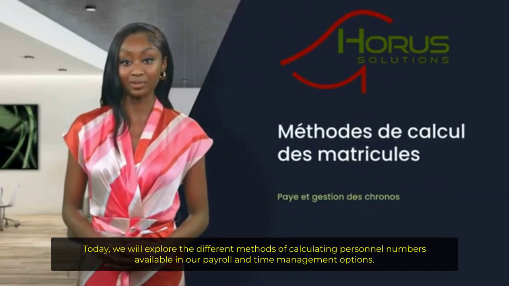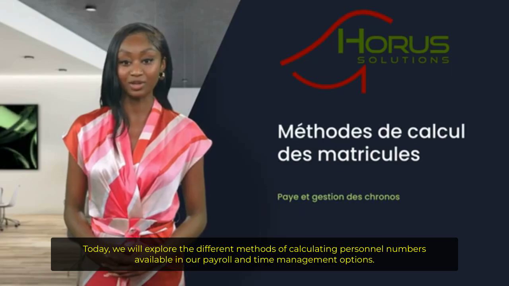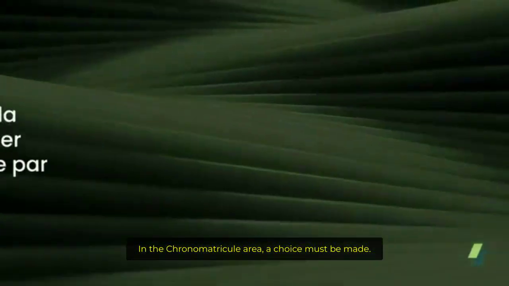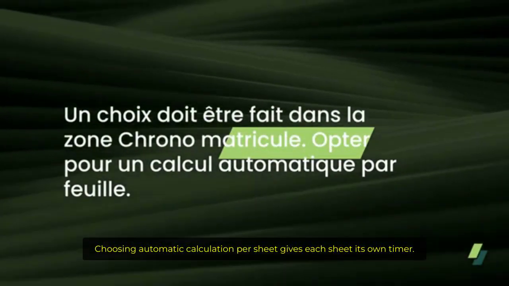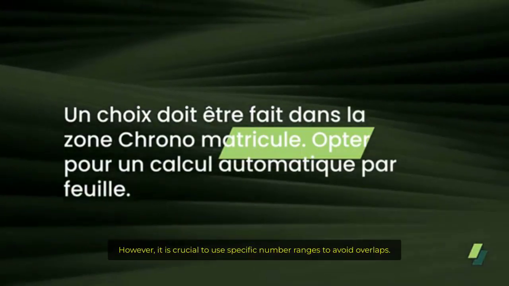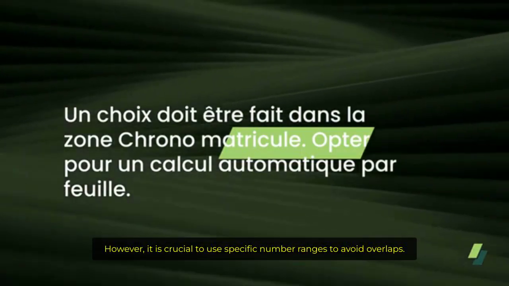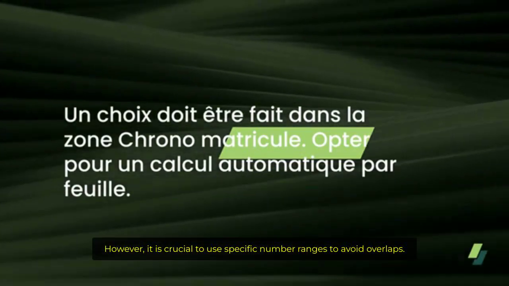Today, we will explore the different methods of calculating personnel numbers available in our payroll and time management options. In the chronometricule area, a choice must be made. Choosing automatic calculation per sheet gives each sheet its own timer. However, it is crucial to use specific number ranges to avoid overlaps.